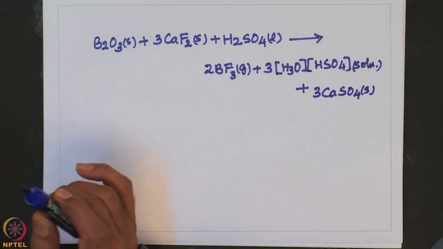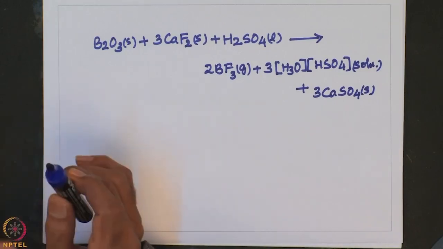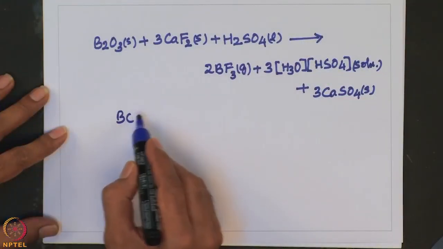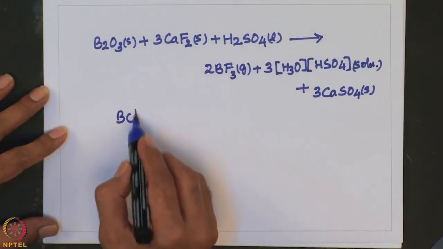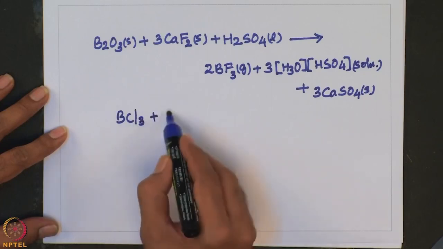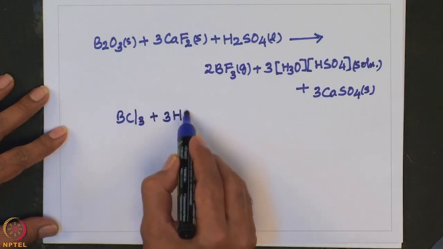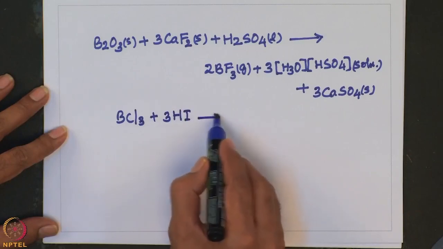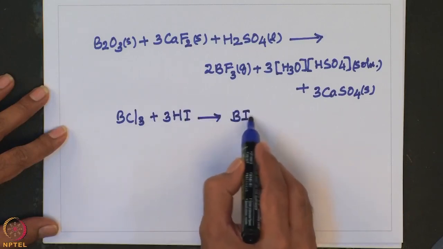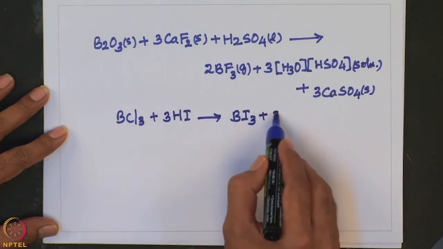Similarly, the reaction between boron and chlorine or bromine yields BCl3 and BBr3. For example, in case of BCl3, when it is treated with HI, it can give BI3 plus 3HCl.